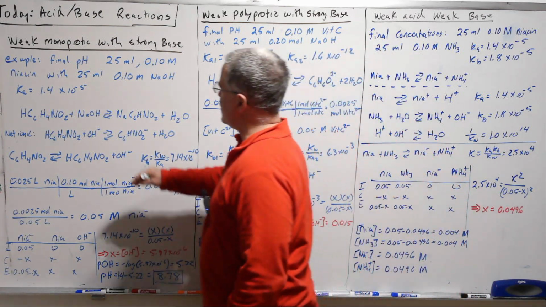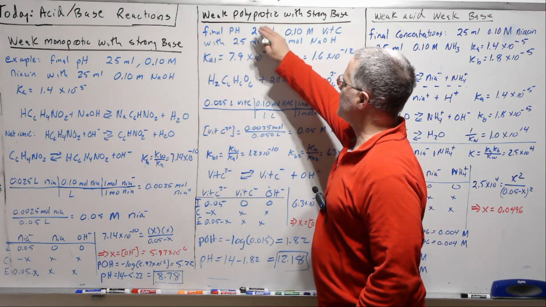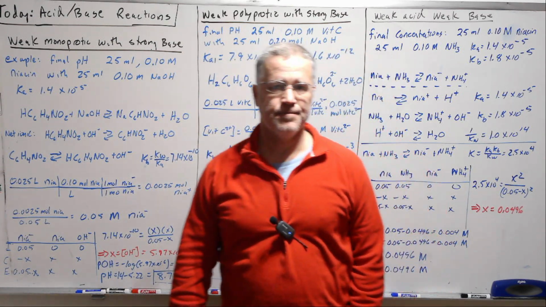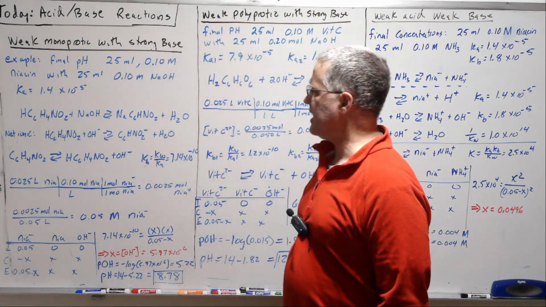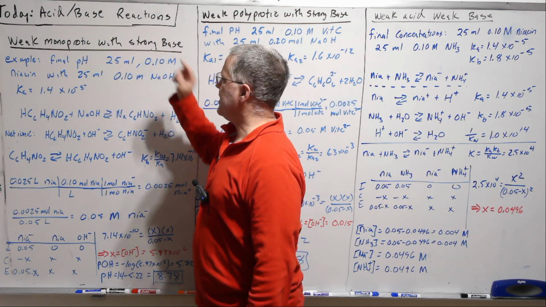And we're going to first look at a weak monoprotic acid with a strong base. Then we're going to look at a polyprotic acid case. And then finally the weak acid, weak base case. Okay, so let's start with the monoprotic acid, weak, and a strong base.